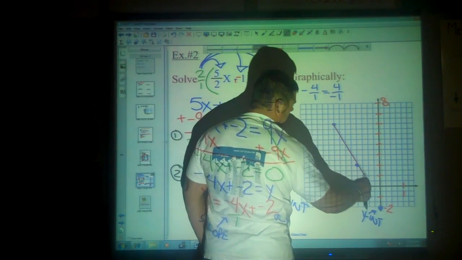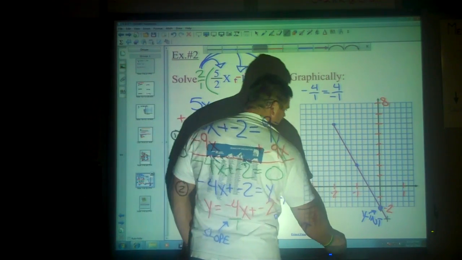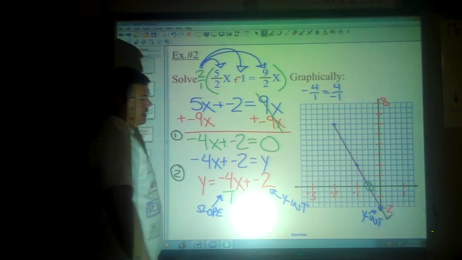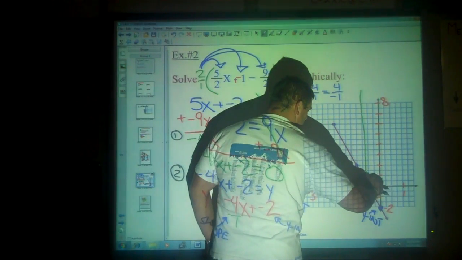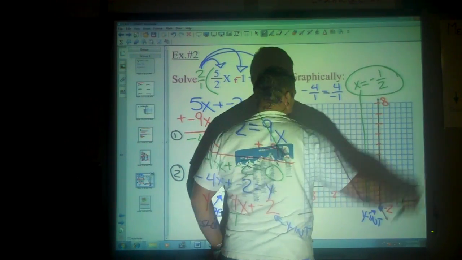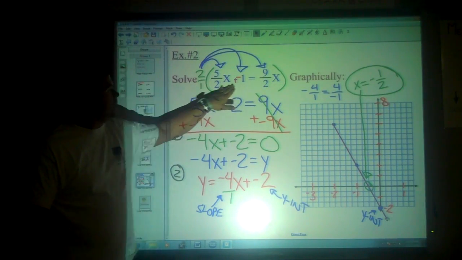And if I've done it correctly, I should make a nice straight line. If my counting's a little off, which is possible, then it won't make a straight line. But it does. It makes a nice straight line. And what I'm looking for is right there. It appears as if it's crossing the x-axis at x equals negative 1/2. So therefore, that is my solution to this crazy equation.